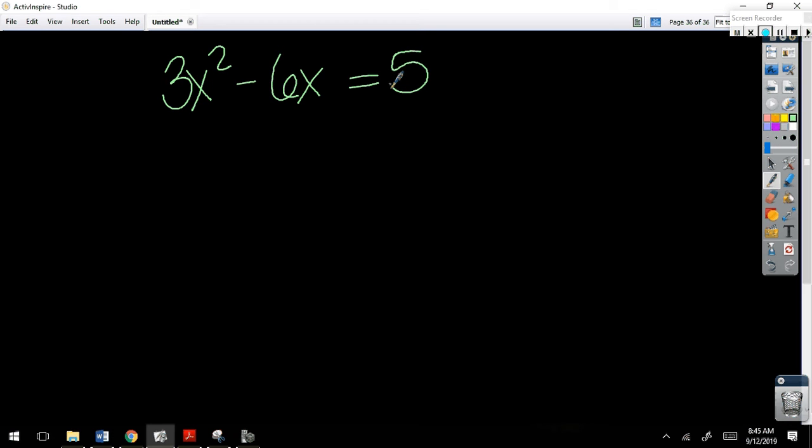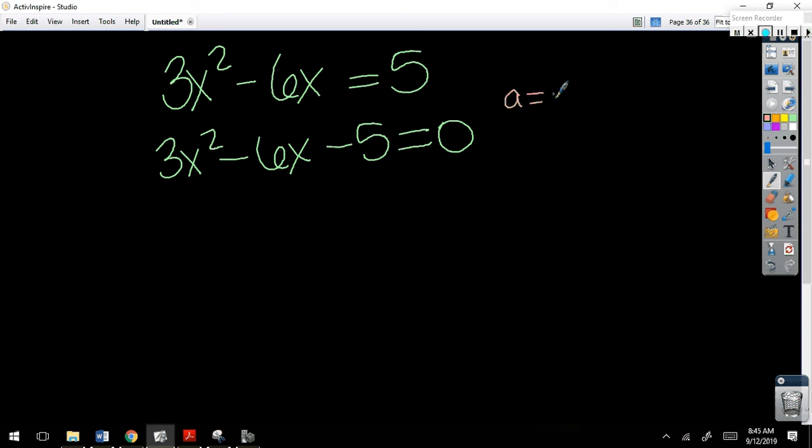So what do I need to do first? I need to move the 5. Why? It has to equal 0 before you start. Most important thing. All right, 3x squared minus 6x minus 5. What if I had lots of stuff on both sides? Yep, like terms, move them all. One side has to be 0. All right, what is A here? Good. B and C.